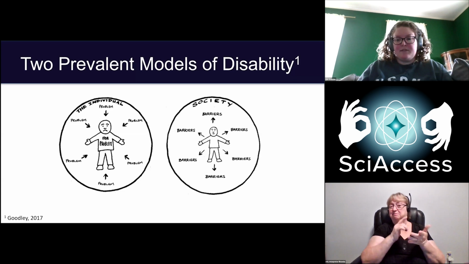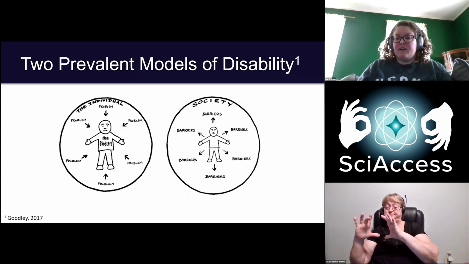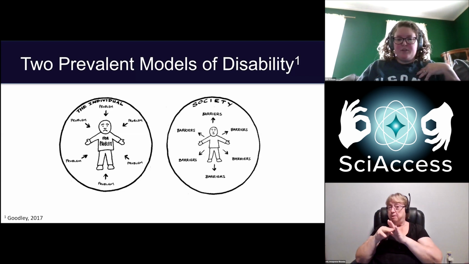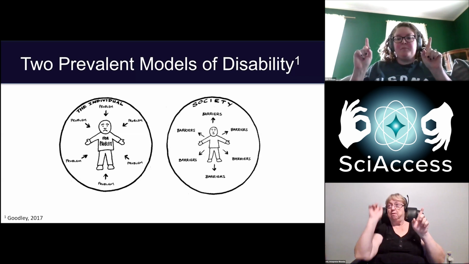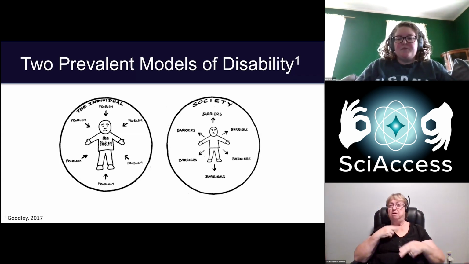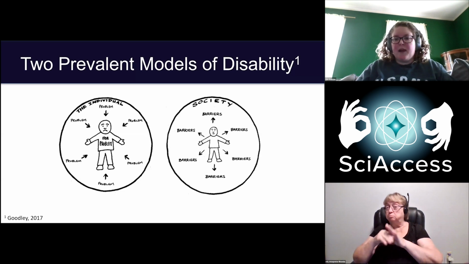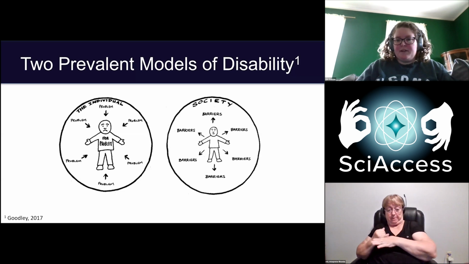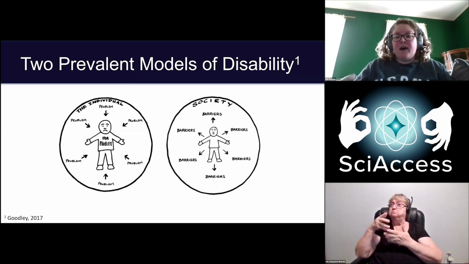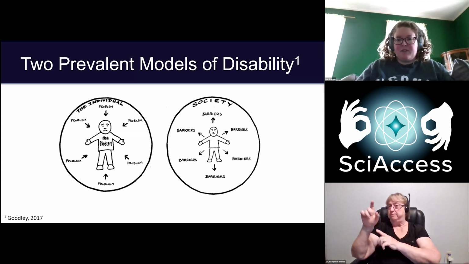However, on the right-hand side of the screen, we have the society or social model of disability. In this case, the person is no longer wearing the shirt that says the problem, and instead we have arrows that are pointing away from the person and are labeled as barriers. So in the social model of disability, disability really is about the interaction between a person, their impairment, and the environment. So in the social model of disability, it is the environment that has to change rather than the individual.